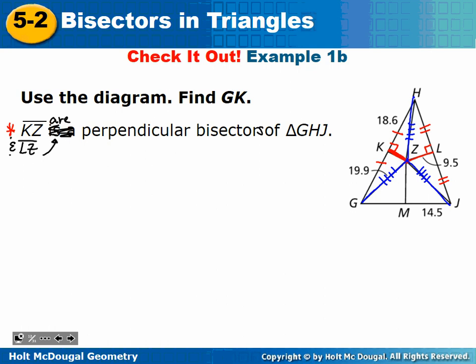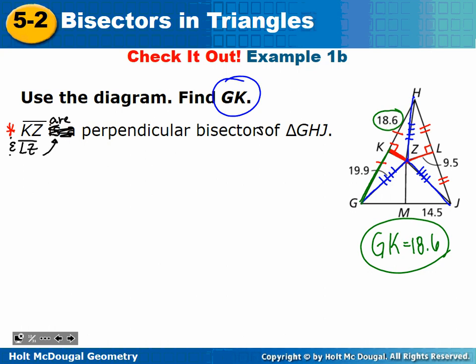So this slide says find GK. So look at your picture. GK is this piece right here. What did we say GK should be the same as? HK. If you look at your markings, we said these should be congruent. So that means if HK is 18.6, what is GK? 18.6. So there's no work there. We just look at the picture, see the parts that are now congruent.